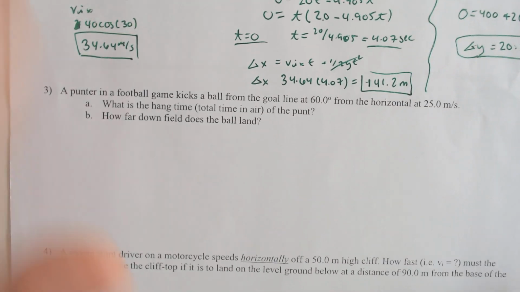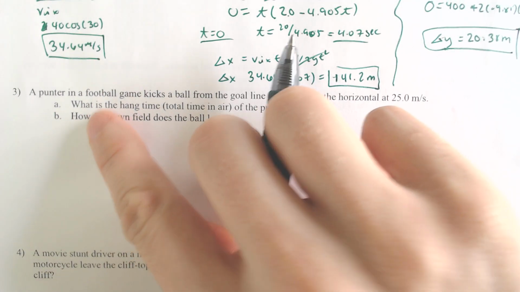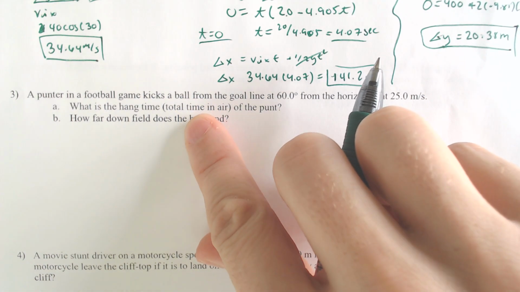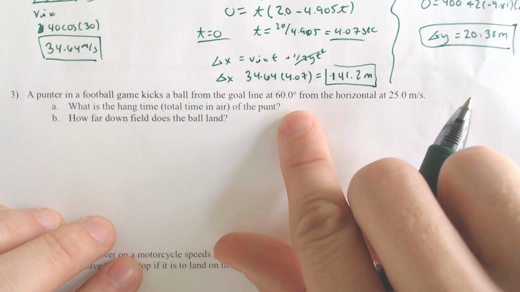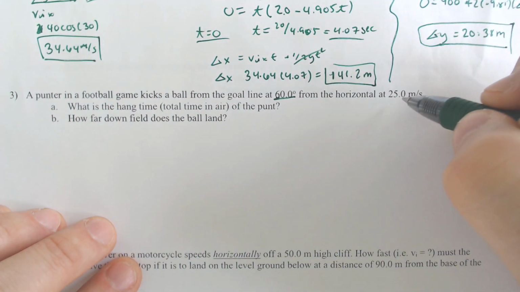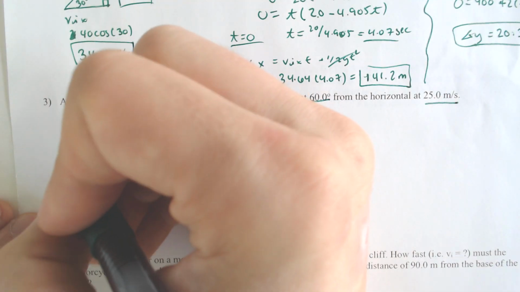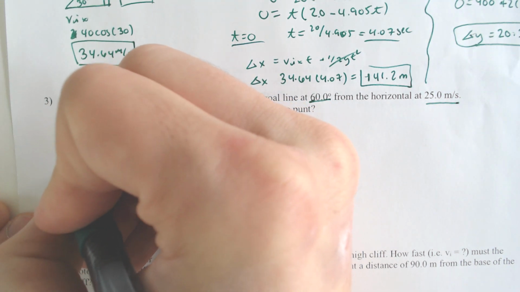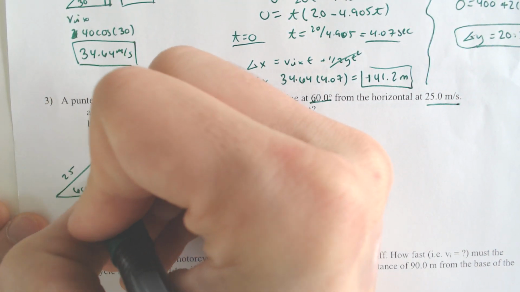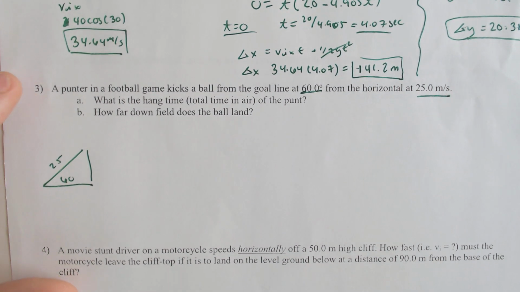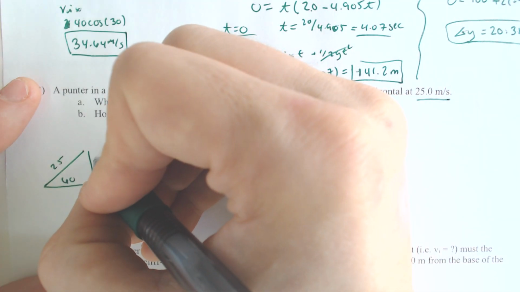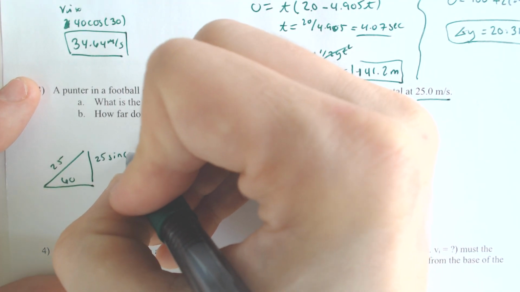All right? Number 3, a punter in a football game kicks a ball from the goal line at 60 degrees from the horizontal at 25 meters per second. So we got 25, we got 60 degrees. We need to probably find our initial for y, which would be 25 sine of 60.